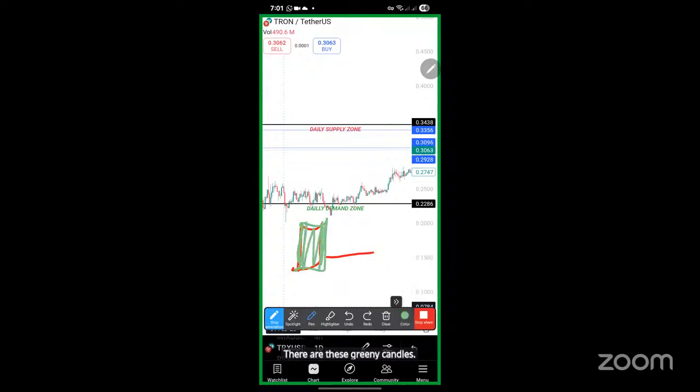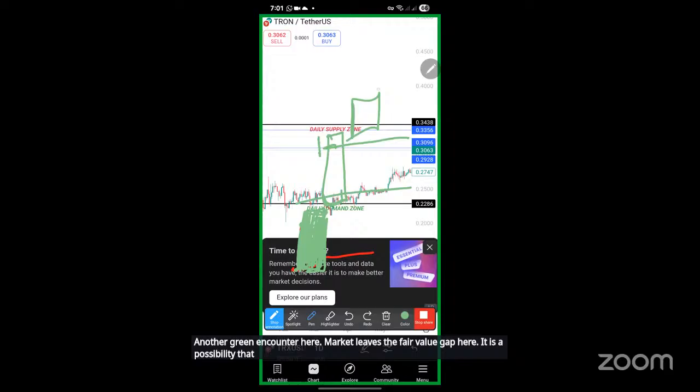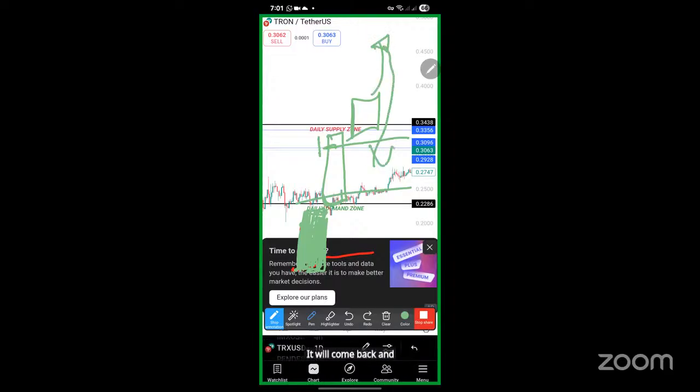If the market pushes like this, there is a red candle, a green candle, another green candle here, another green candle here. The market leaves a fair value gap here. There is a possibility that once the market reaches this point up, it will come back and fill up this gap, okay? Price comes back and fills up the gap and it continues to the upward side. This is what is happening.